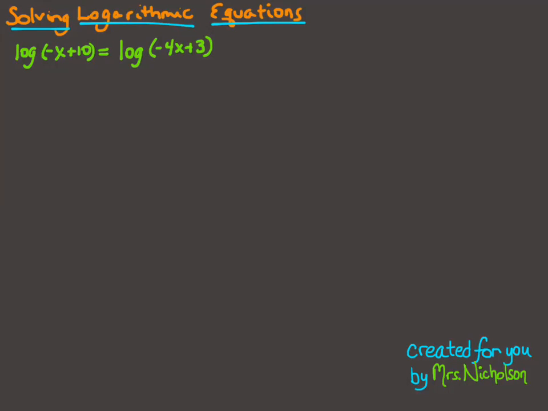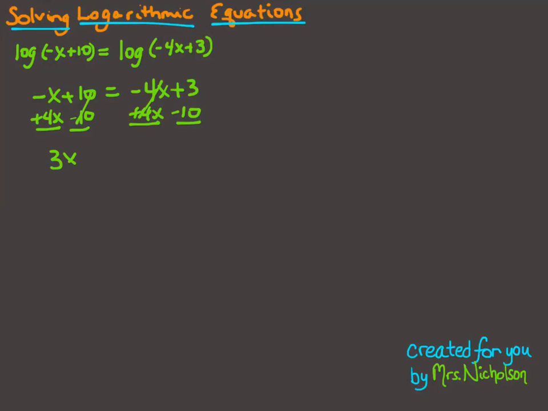Hopefully it makes sense to you that if these two logs are equal, then negative x plus 10 must be equal to negative 4x plus 3. So when you've got two logs that are equal to each other that have the same base, it's a pretty simple problem to solve. I'm going to just do some basic algebra here to solve for x by adding 4x to both sides and subtracting 10 from both sides.